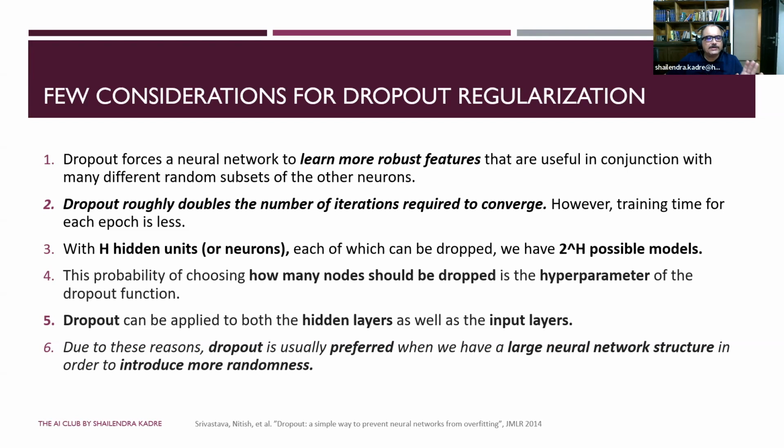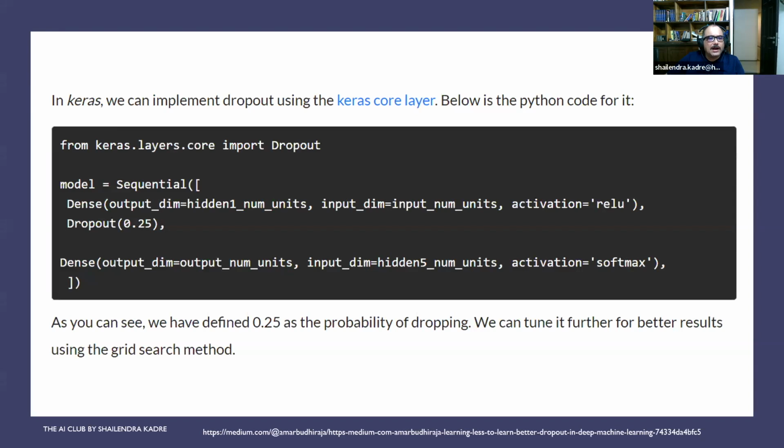So these are the 6 points on dropout in neural networks. And let us see what this layer wants to tell us now.